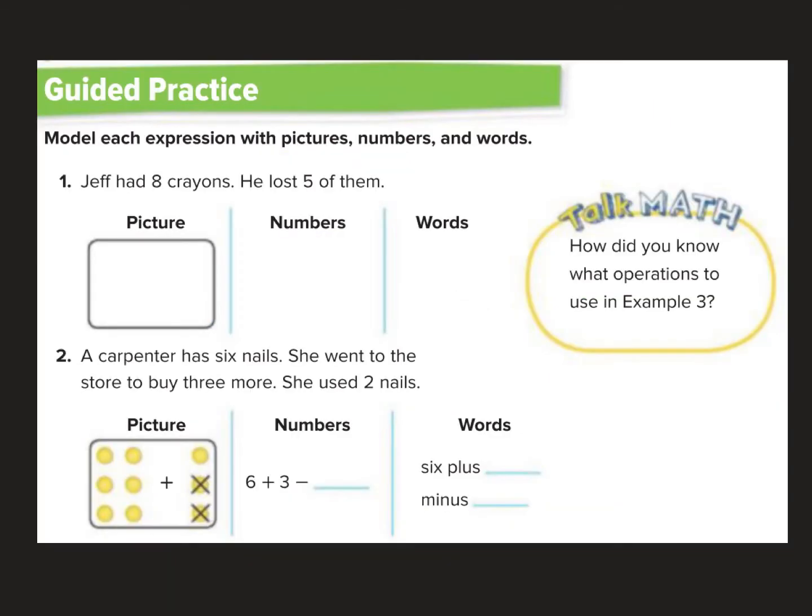Here's guided practice. Model each expression with pictures, numbers, and words. So Jeff had 8 crayons. He lost 5 of them. Okay, so I should show 8 crayons. And then he lost 5. I would put an X over 5 of the crayons. Okay, if I want to put it in numbers, I could do 8 minus 5. Should not put an equal sign because it's asking for expressions.